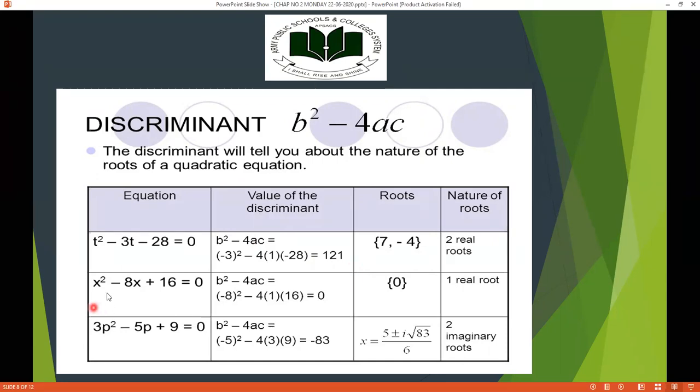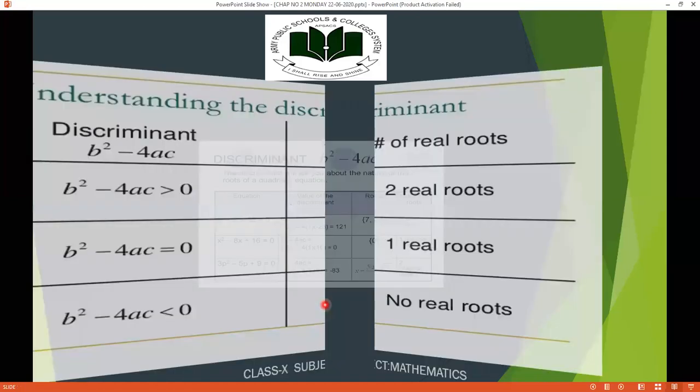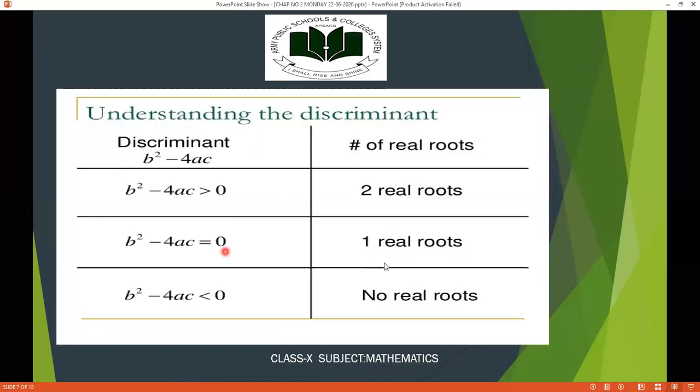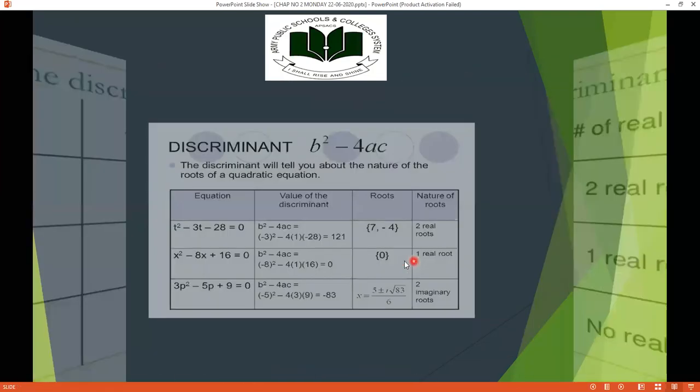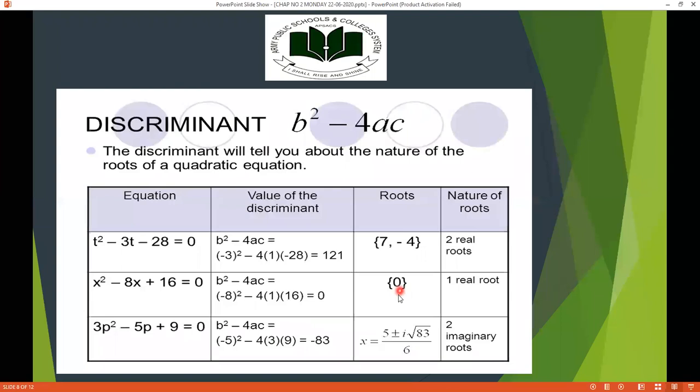Next, in the next equation, I am having x square minus 8x plus 16, b square minus 4ac is given. So I am going to put the values, and the answer is coming 0. In the previous term we learned that if the answer is equal to 0, then we are having one real root. One real root means 0 is also in the real numbers. That's why I am saying the answer will be 0. When you have the discriminant 0, the root will be 0.